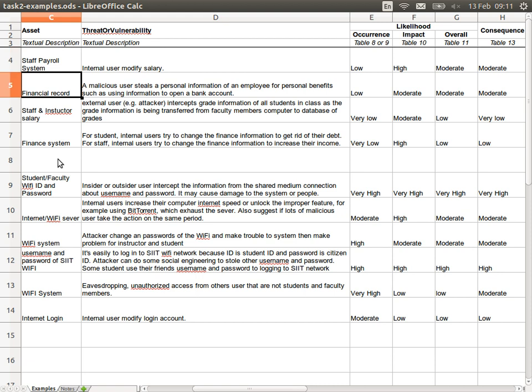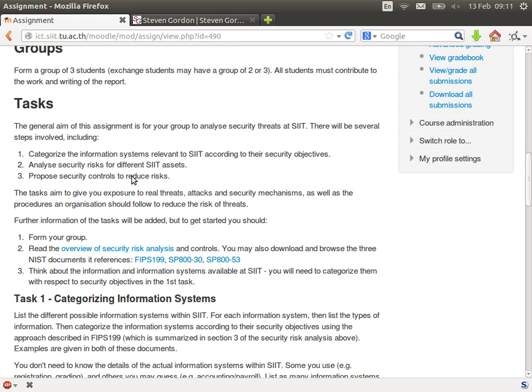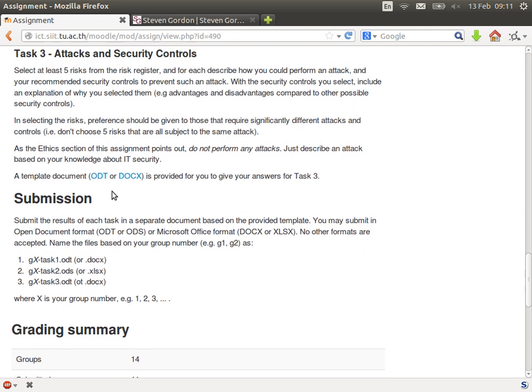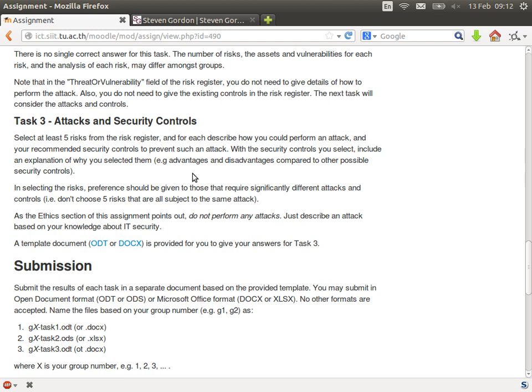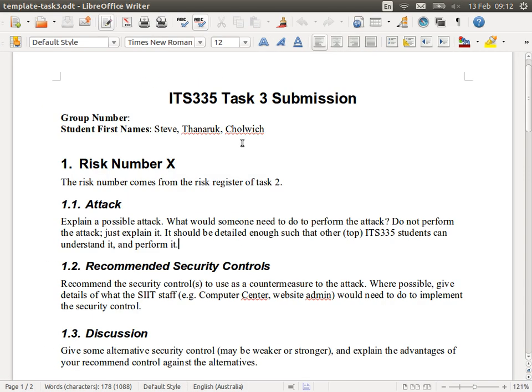So focus on task three now. Okay, move on to task three. What is task three? Now that you've looked at some vulnerabilities, you're aware of different vulnerabilities, look at attacks. And I give you a template which will open up. So of those risks that you've identified, explain, so the main part, explain an attack.